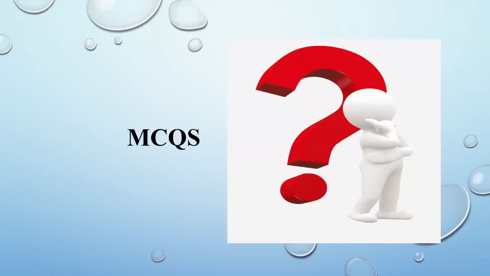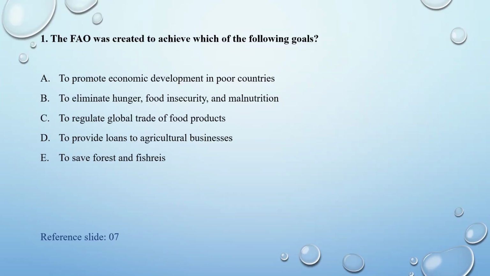It's time for the MCQs now. The first MCQ is: the FAO was created to achieve which of the following goals? A, to promote economic development in poor countries. B, to eliminate hunger, food insecurity, and malnutrition. C, to regulate global trade of food products. D, to provide loans to agricultural businesses. E, to save forests and fisheries.